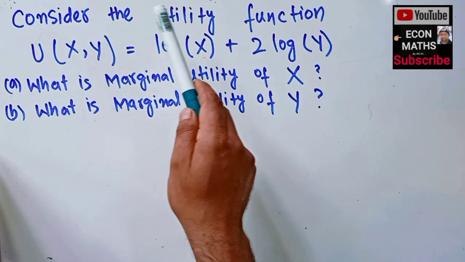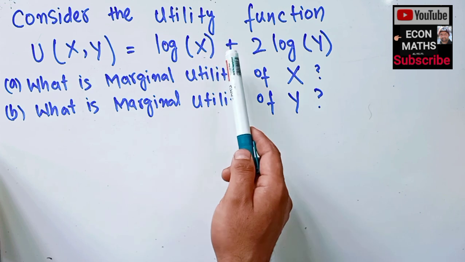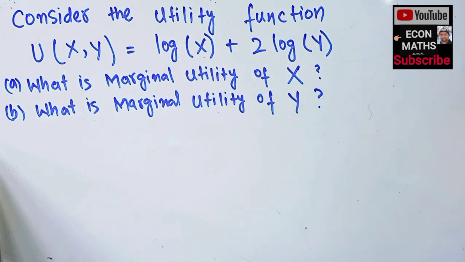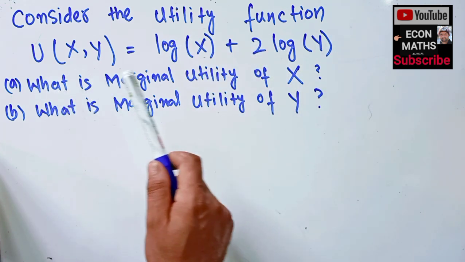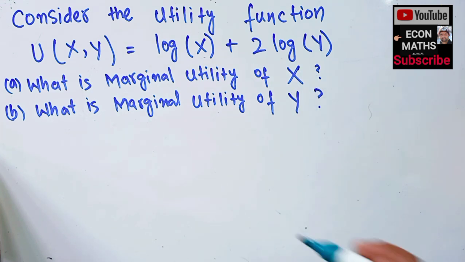The question is, consider the utility function u of x, y, which is equal to log of x plus twice log of y. X and y are the two goods. We need to find out the marginal utility of good x and marginal utility of good y. Okay, so what we have been given?